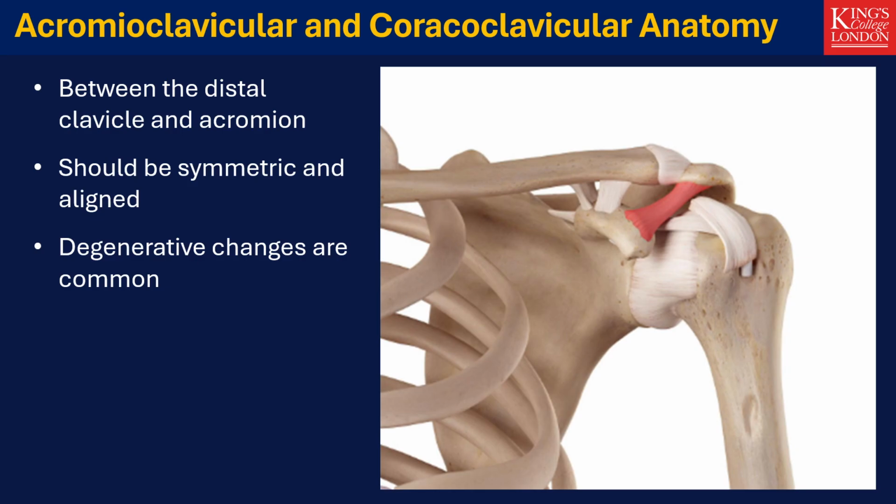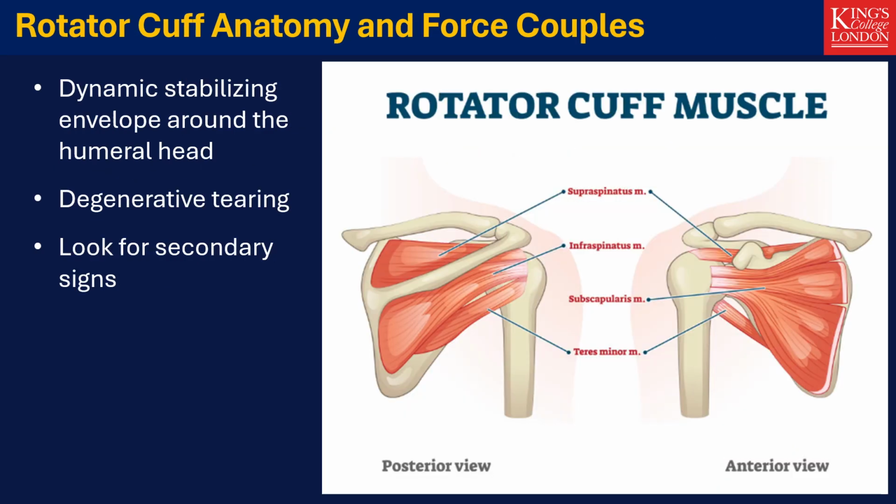Radiographically, the acromioclavicular joint should be symmetric and aligned. The coracoclavicular distance must be assessed when evaluating suspected separation. Degenerative changes at the AC joint are extremely common and should not be overcalled unless clinically relevant. However, widening or vertical displacement requires careful measurement and documentation.